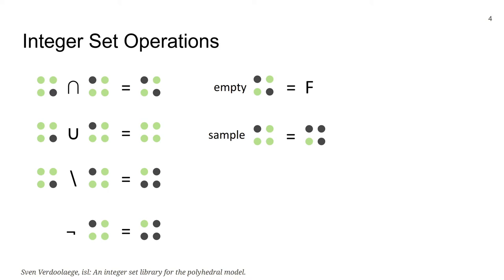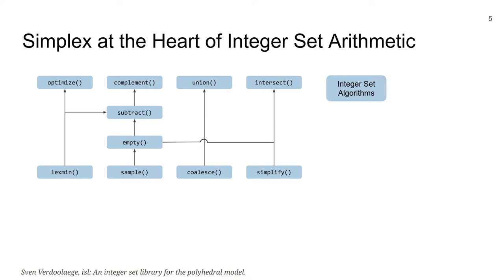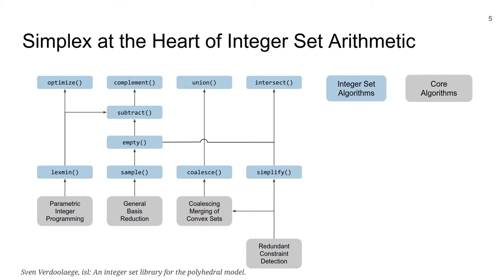Before we can accelerate arithmetic over integer sets, we first need to understand how a modern integer set library is structured. At the highest level of such a library, we compute complements, subtractions, intersections, and various other user-facing operations. These operations are typically implemented in terms of more abstract mathematical algorithms, such as parametric integer programming, general basis reduction, coalescing, or just the detection of redundant constraints. All of these core algorithms use at their very foundation an algorithm called simplex. In this work, we aim to accelerate the implementation of such a simplex solver.